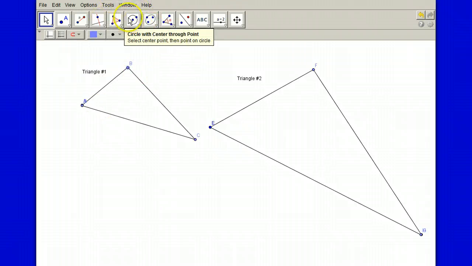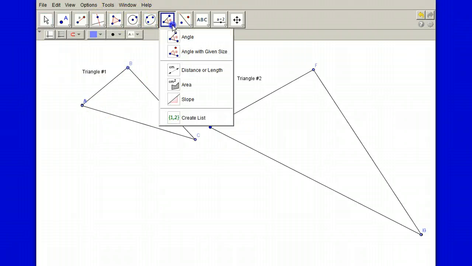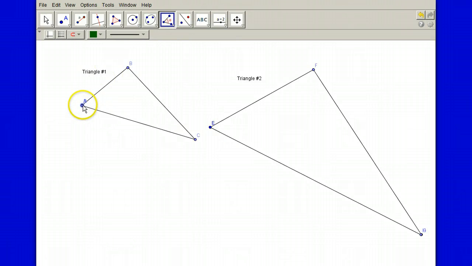So now we're going to come to our angle tool. We're going to pick it, and we're going to test. We're going to first measure angle B. We're going to click on A, click on B, and then click on C. It gives me the angle measurement here.